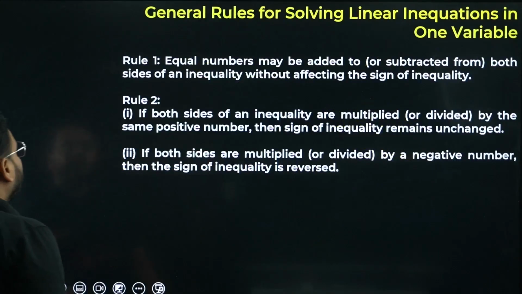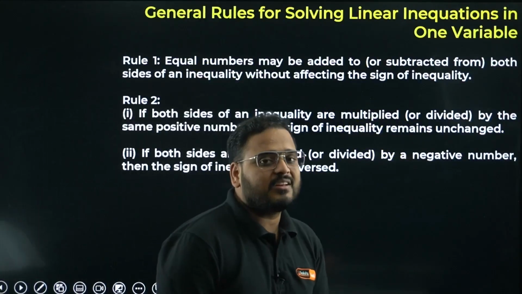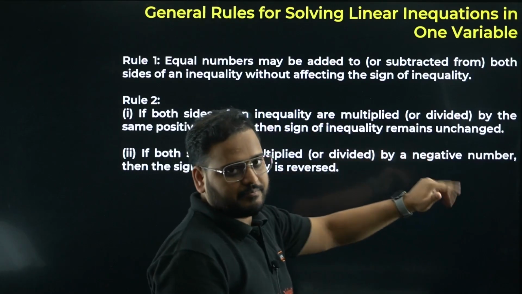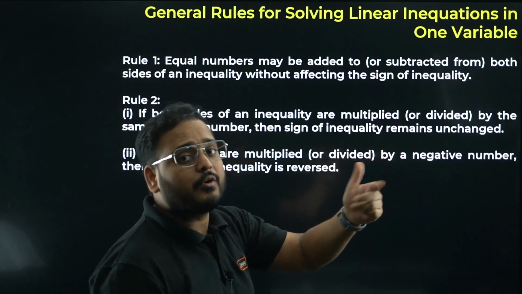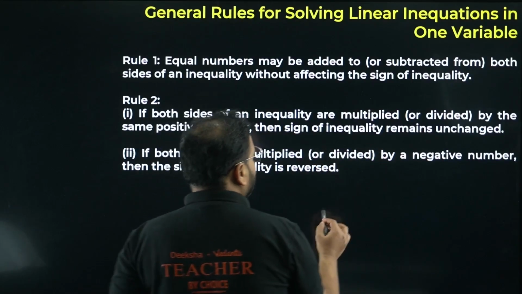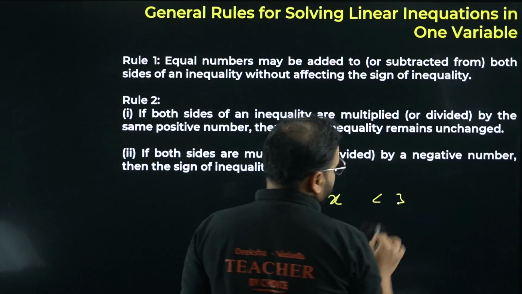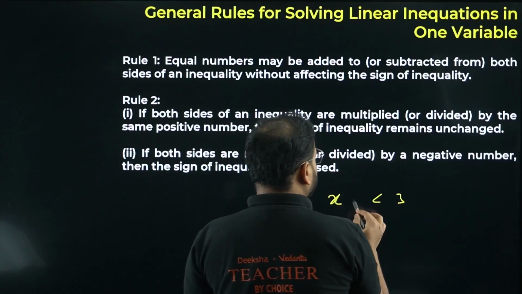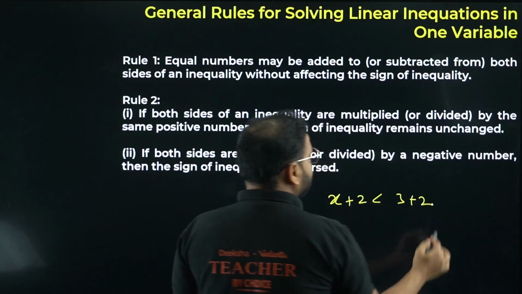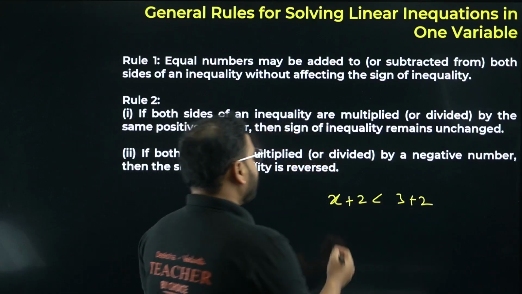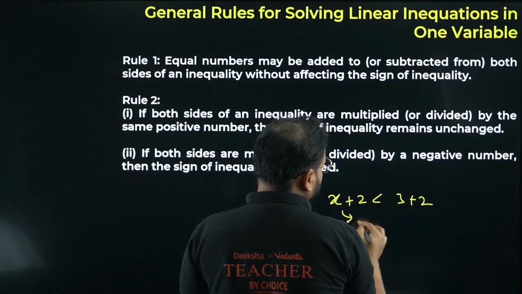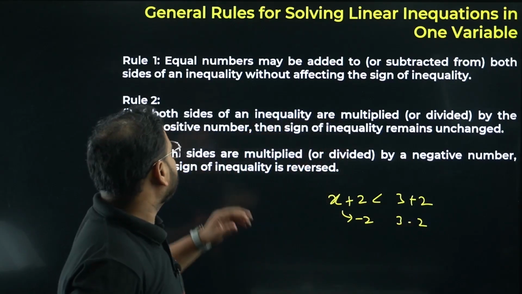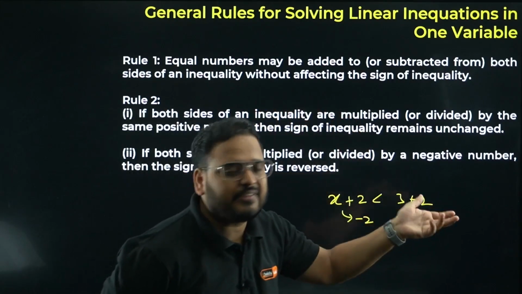Alright. Now we have general rules for solving linear inequations in one variable. Rule 1 is equal numbers may be added. Basically these are the ways to solve it, as in the case of equations as well. For example, I have x less than, let's say, 3. This is a given inequation. I can add equal numbers, meaning I can add here x plus 2 and 3 plus 2. In the same way I can add here x minus 2 and 3 minus 2. It will not change anything. Basically equal numbers, whether positive or negative, can be added.